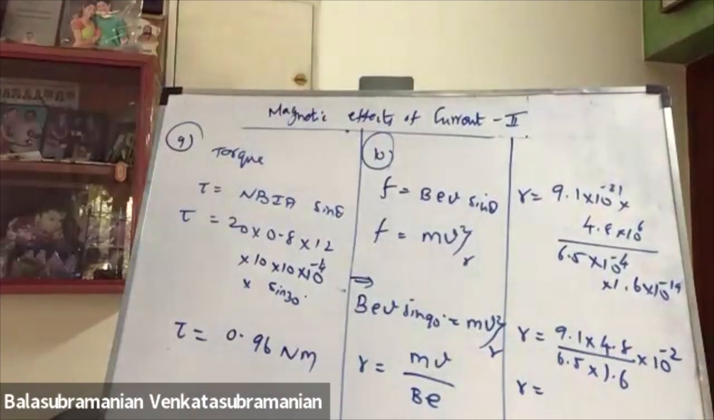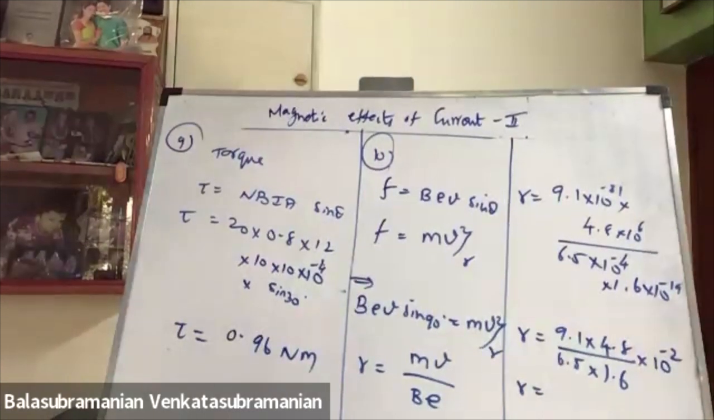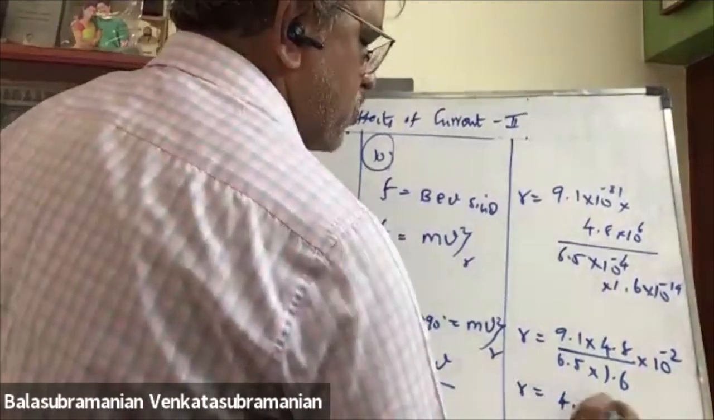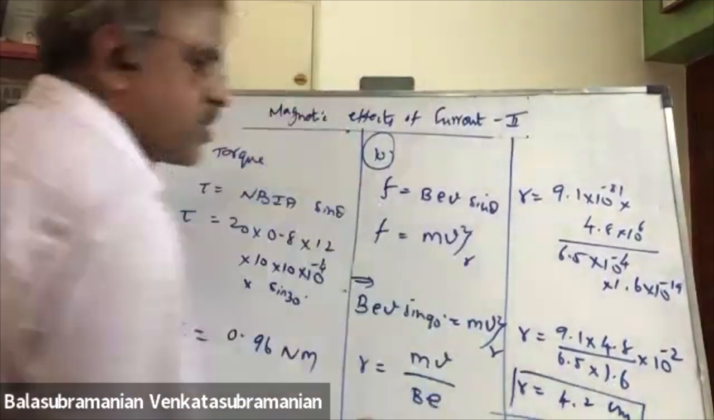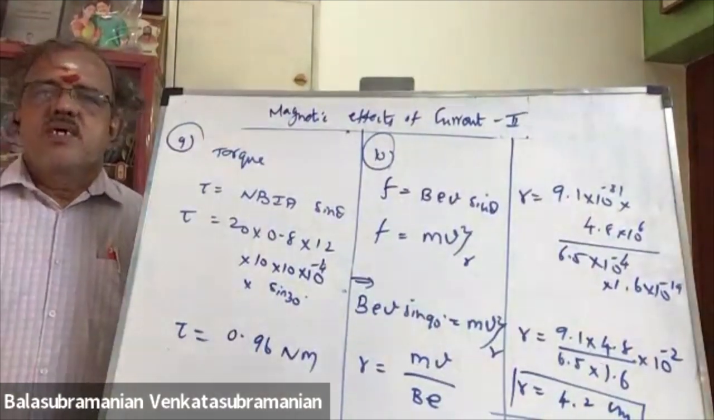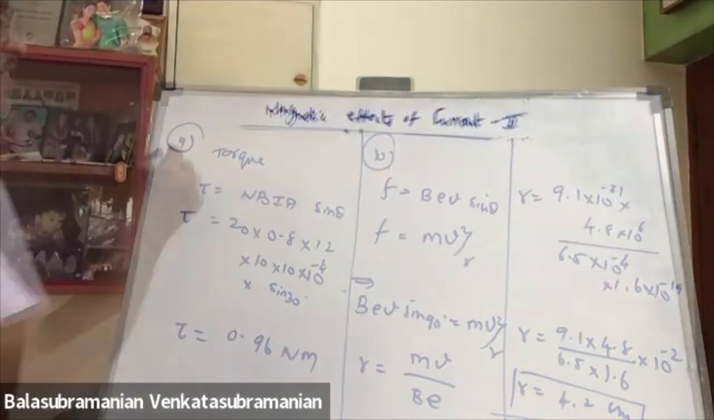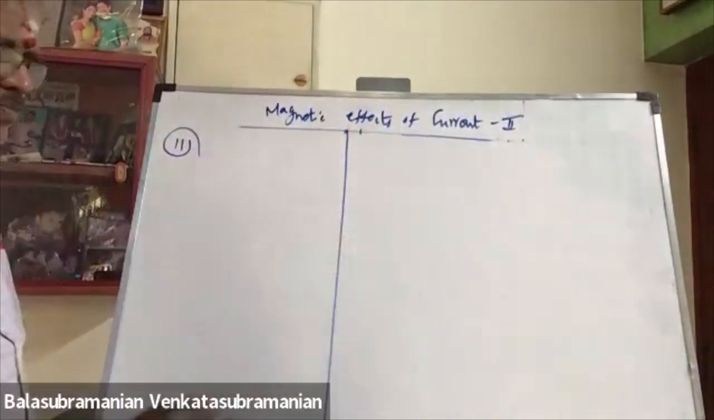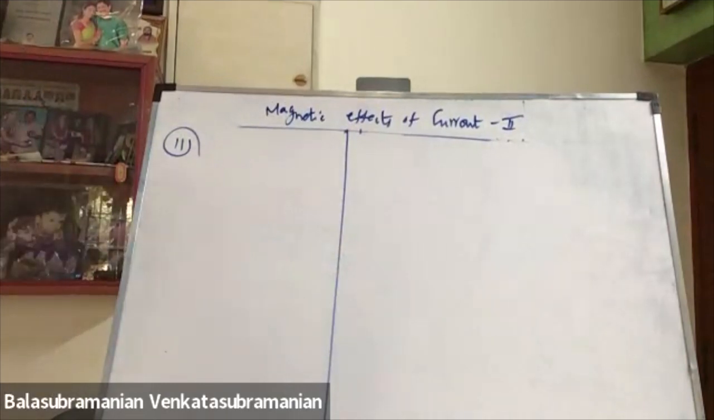Rearrange and simplify. You are getting an answer 4.2 into 10 power minus 2. That is 4.2 centimeter. Correct? This is the 10th problem. 11th one. In the previous problem, obtain the frequency of revolution of the electron in its circular orbit. Does the answer depend on the speed of the electron? Explain.